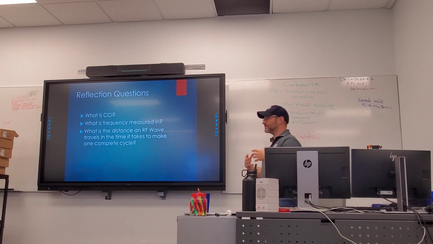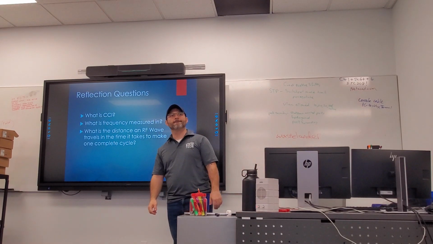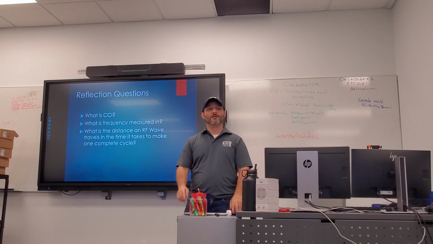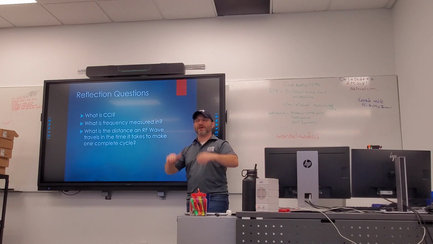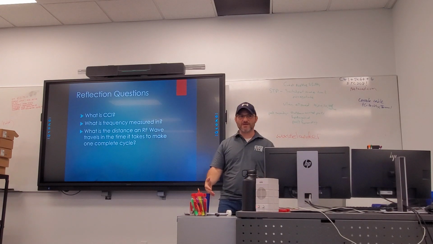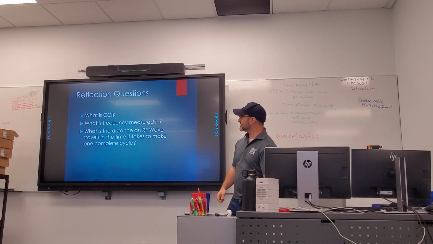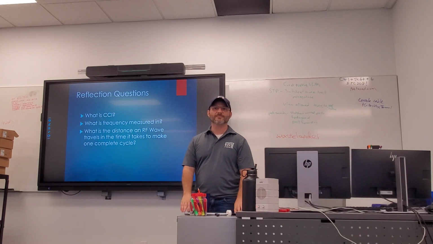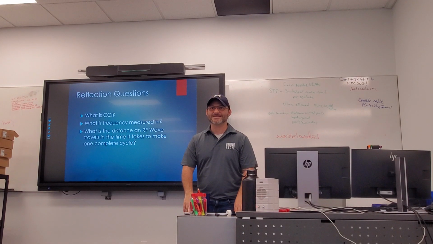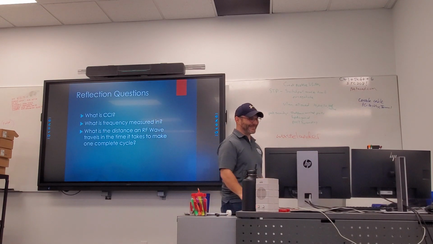CCI, okay? What was CCI? Co-channel interference, right? Same channel, too close. Overlapping bands. Frequency, what's it measured in? Hertz. There you go, cycles per second, right? Distance an RF wave travels in the time it takes to make one complete cycle. What was that called, signified by lambda? Wavelength.